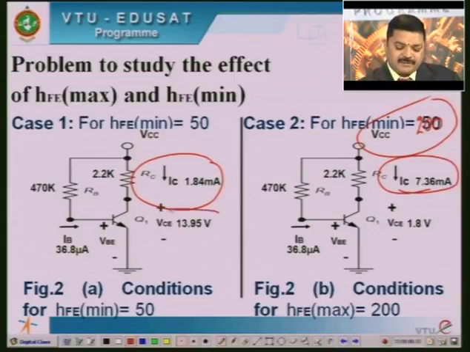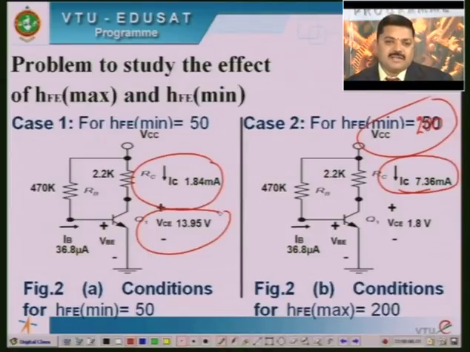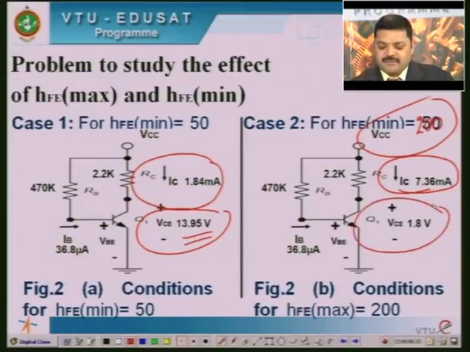What happens in the case of VCE? When beta was minimum, VCE was found to be 13.95 volts, and when beta was maximum, the VCE was reduced to 1.8 volts. If we observe this change, a large change is there in IC and VCE values. Therefore, if we change the beta value in case of fixed bias or the base bias, the operating point shifts uncertainly. That is the conclusion out of this.